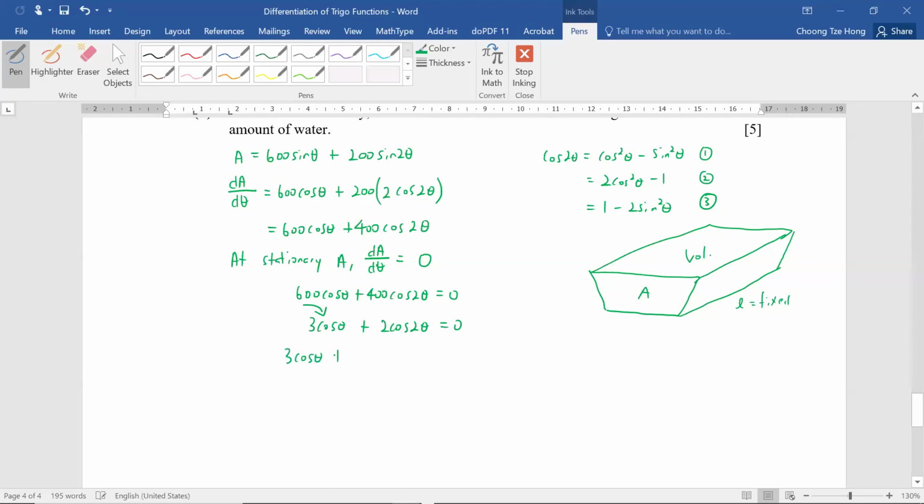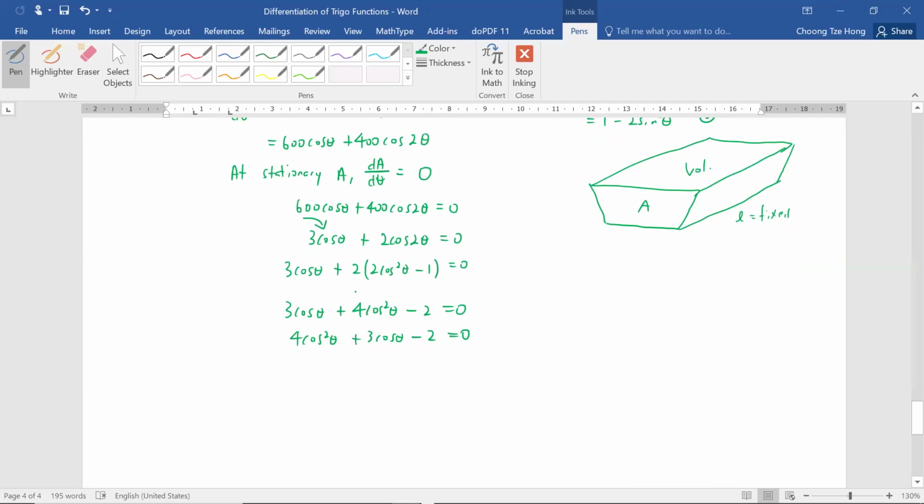So you have 3 cosine theta plus 2 cosine square theta minus 1 equals to 0. So 3 cosine theta plus 4 cosine square theta minus 2 equal to 0. Over here, let's rearrange a bit to make it look like a quadratic equation. Now it's actually a quadratic equation in terms of cosine theta. Let's introduce a substitution to make it more familiar to us. Let y equal cosine theta. So we'll end up with 4y squared plus 3y minus 2 equal to 0.